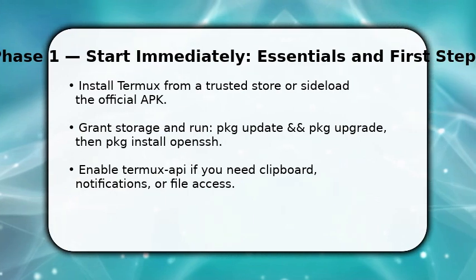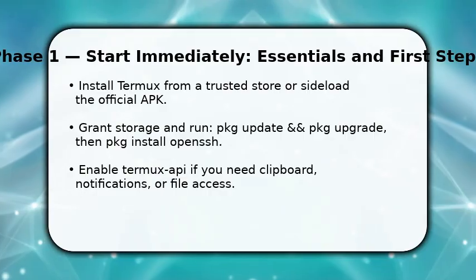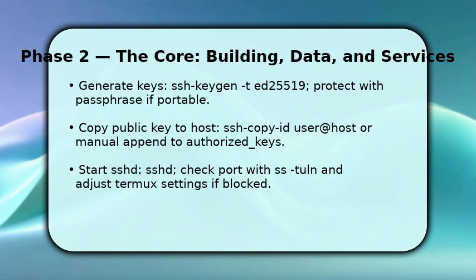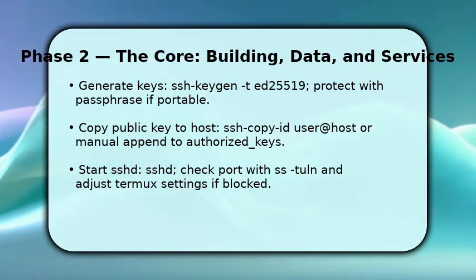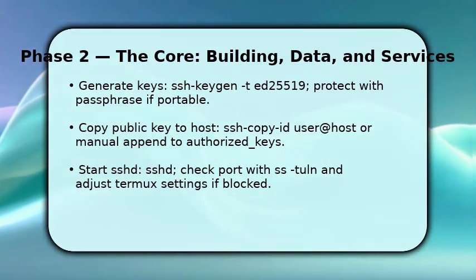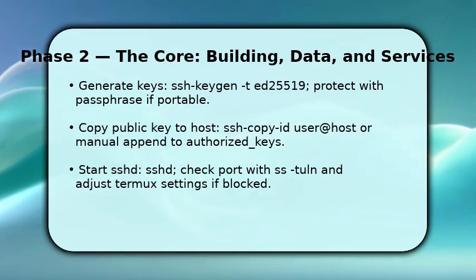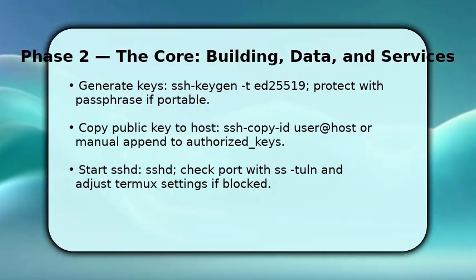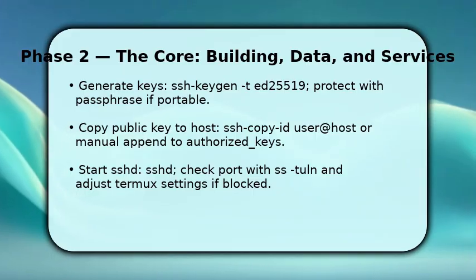Once Termux has packages, you configure secure access. You generate an ed25519 key with ssh-keygen -t ed25519 because it's secure and fast. Choose a passphrase if the device is shared. Then copy your public key to the target machine using ssh-copy-id user@host or paste the key into ~/.ssh/authorized_keys manually. After that, start the sshd daemon with sshd and verify the listening port using ss -tlnp.